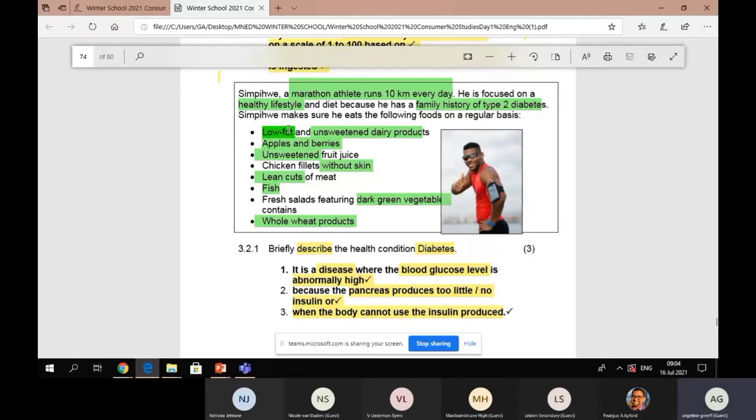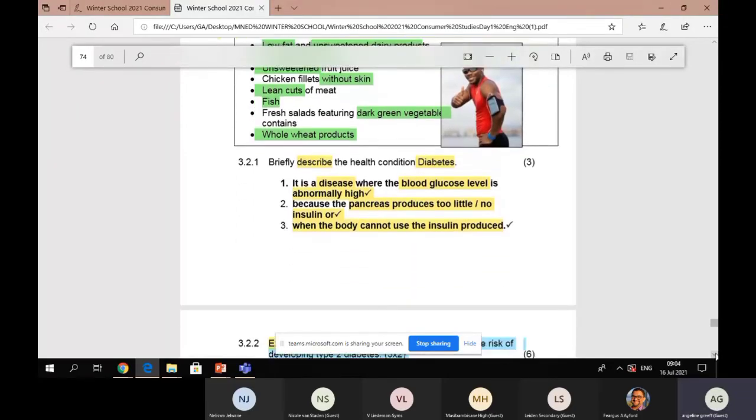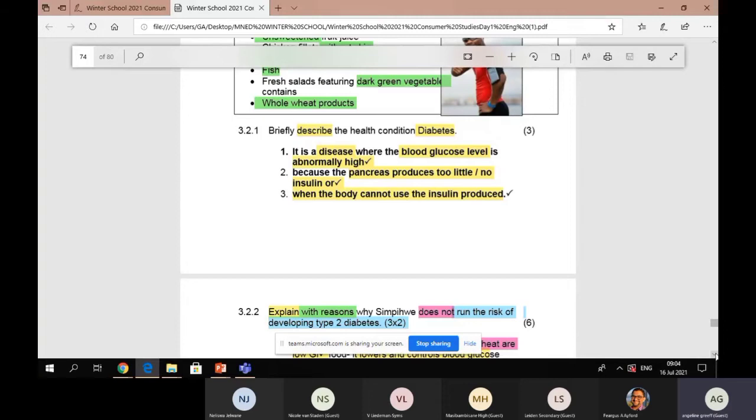Low fat, unsweetened dairy products. There's apples and berries. There's fruit, we see. Unsweetened fruit juice. Chicken fillets without the skin. Okay, lean cuts. So we see he's got low fat. He eats fish, fresh salads, dark green vegetables, whole wheat products. Okay, so all of what they're giving you within the information is going to lead you to answers. You have now studied how we can manage it. We're going to have a look at that now.